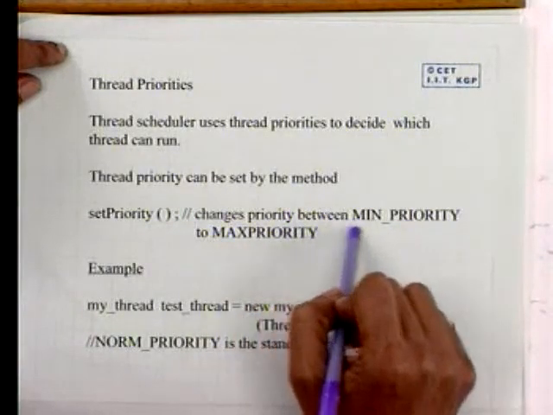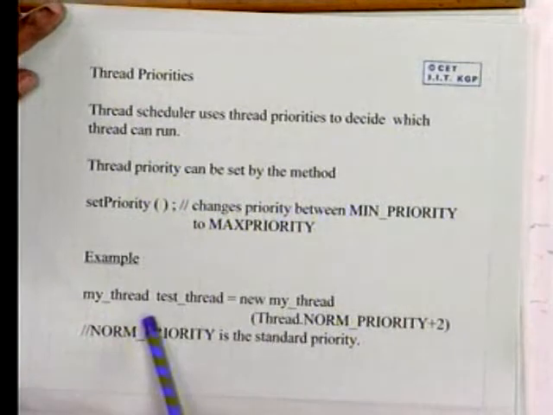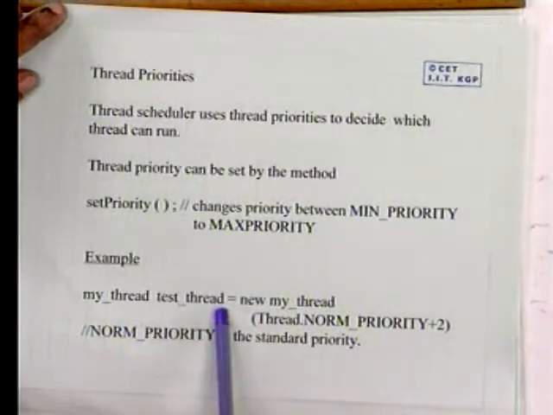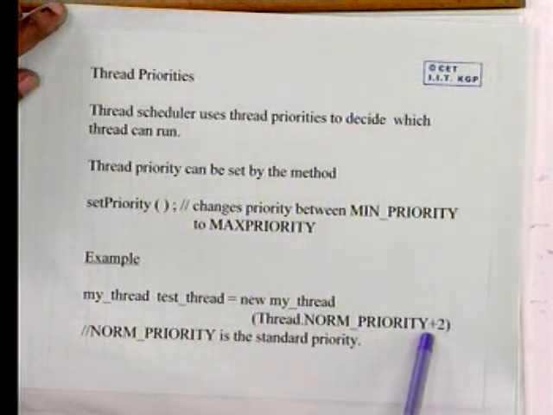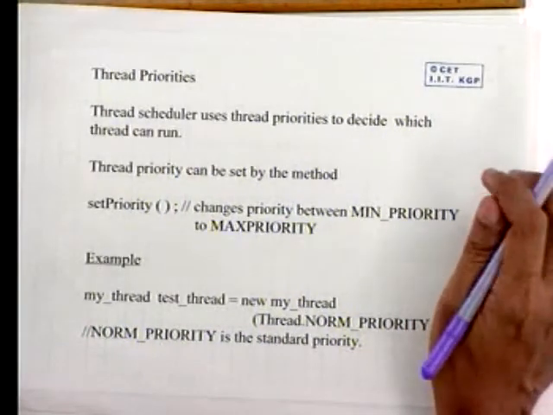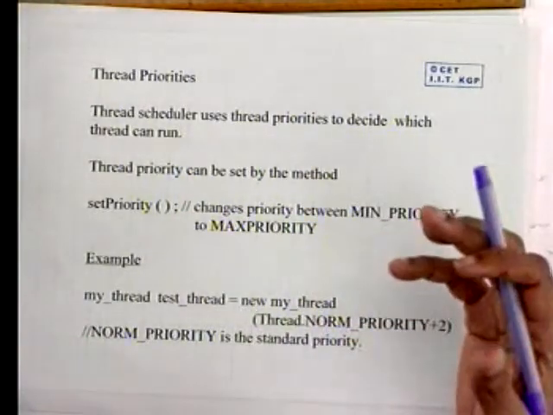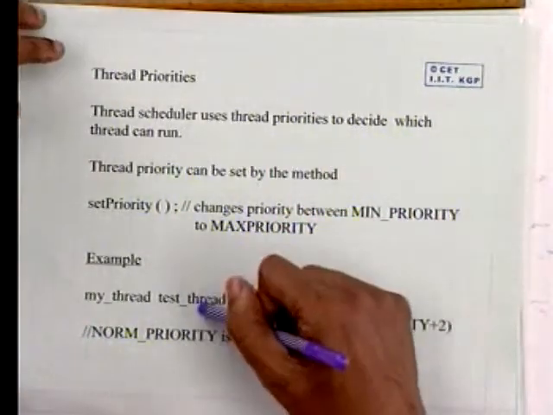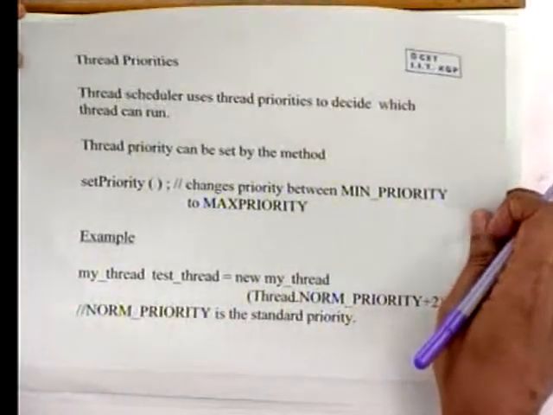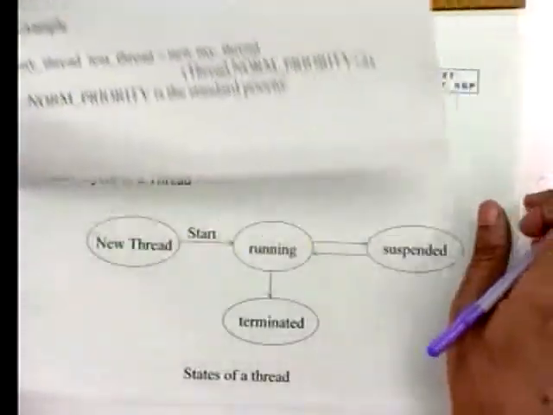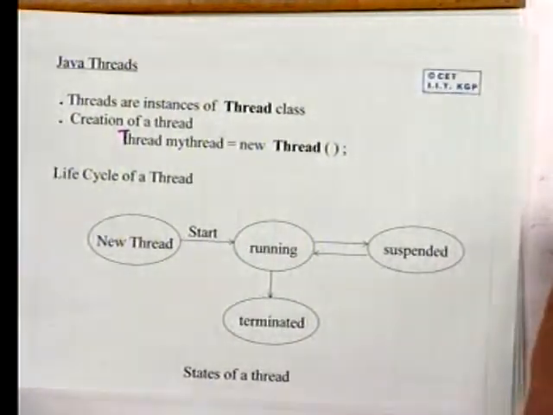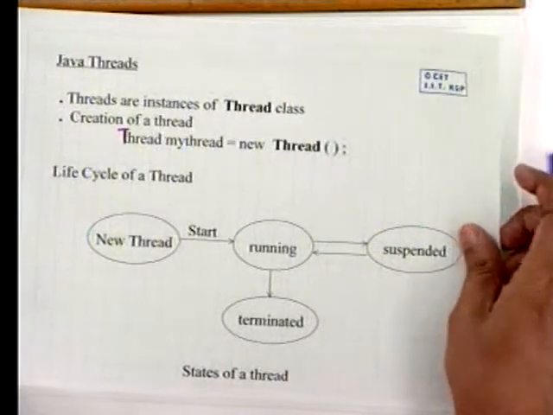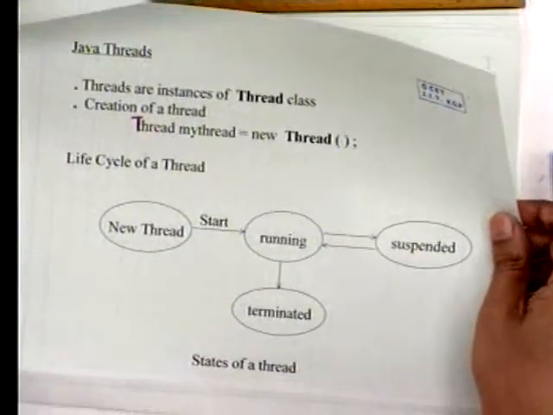So the thread scheduler uses thread priorities to decide which thread can run, and this can be changed with the help of the concept of changing priority between minimum and maximum. A typical example: when you create a test thread, you set the thread priority to normal priority plus 2. If the other jobs are of normal priority, then this test thread will have the higher priority and will be given preference while scheduling or execution, as compared to the other threads which are waiting for execution.